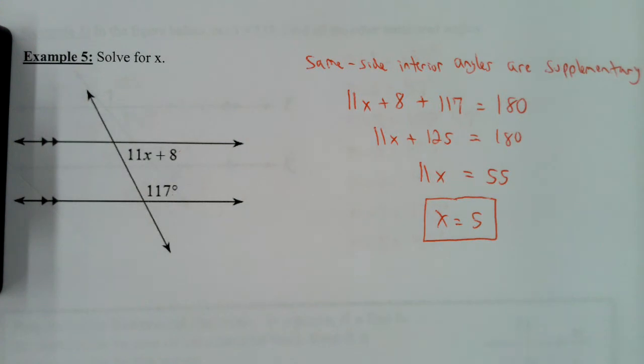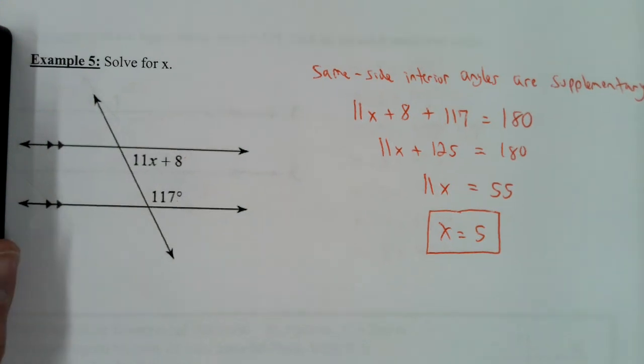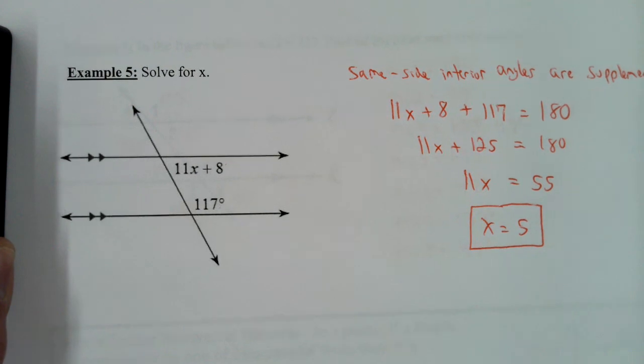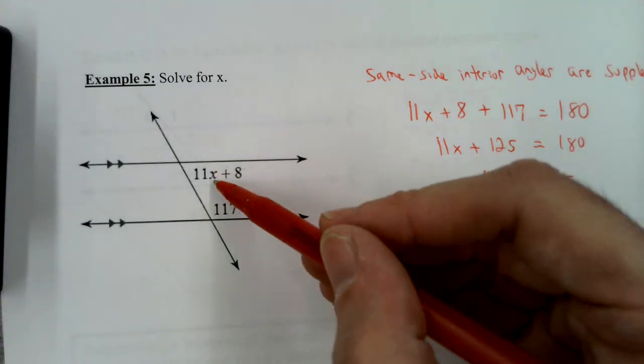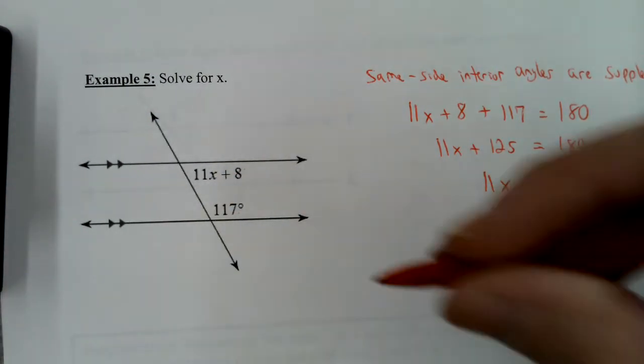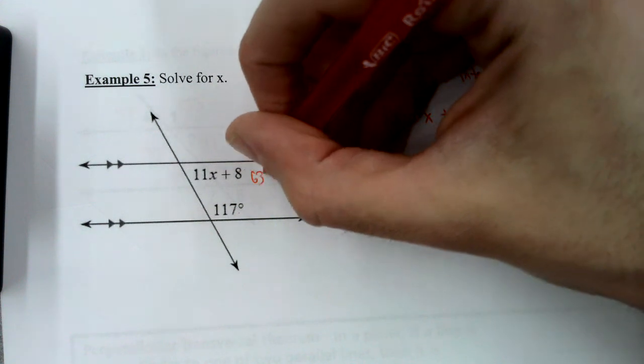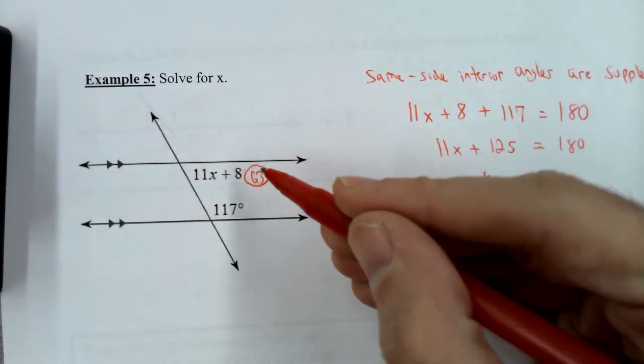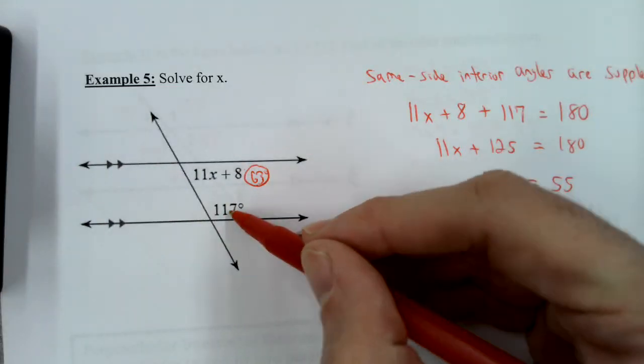And let's check our answer and see if it works. If you substitute 5 in for x, 11 times 5 is 55, plus 8 is 63. And just do a check and see if these add up to equal 180, and they do. So I know I got it right.